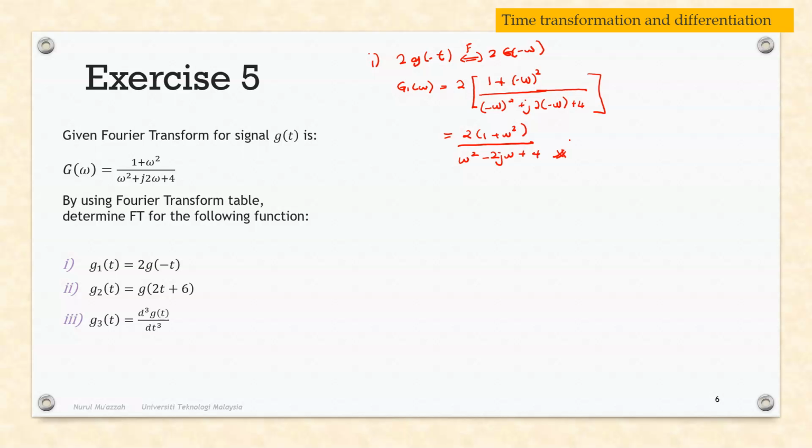So just like that, you don't have to further simplify this equation. Okay, and then for question 2 here, g2(t) is equal to g(2t + 6). So for the second g function here, again based on the original signal g(t), you use the time transformation, which is given in the table as f(at - t0).